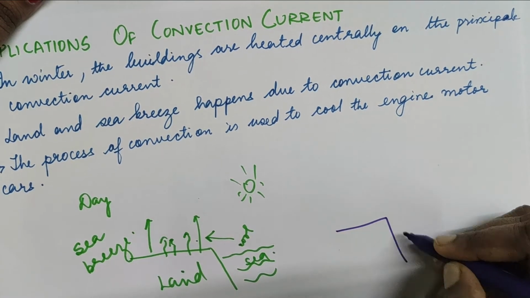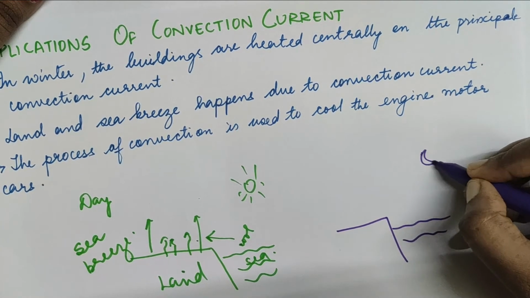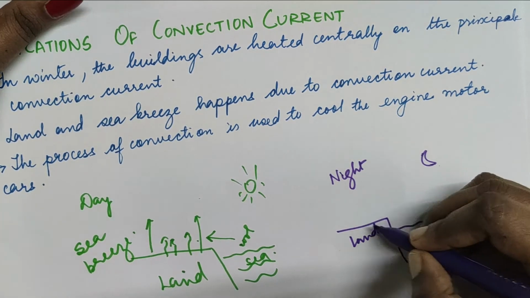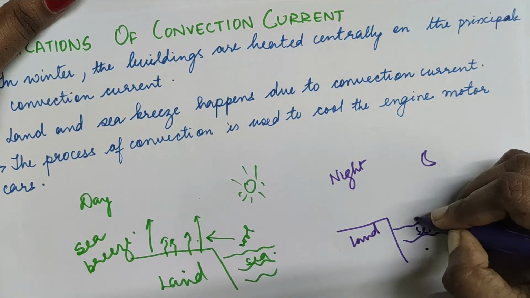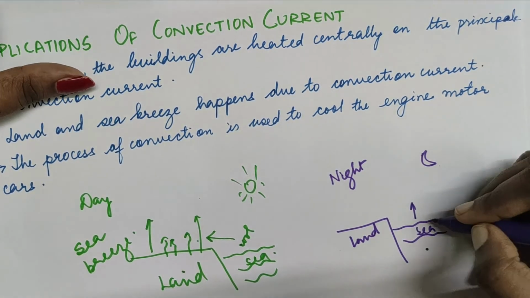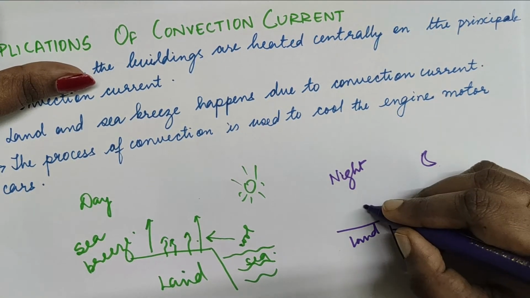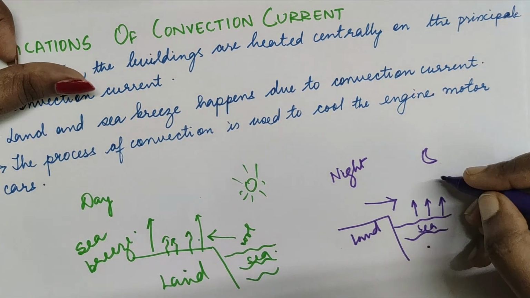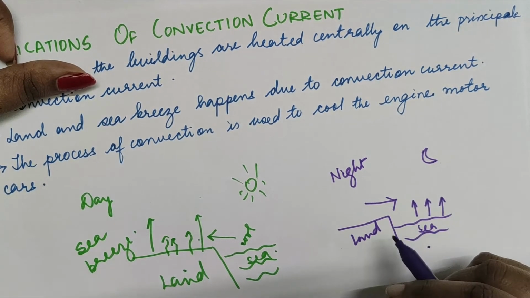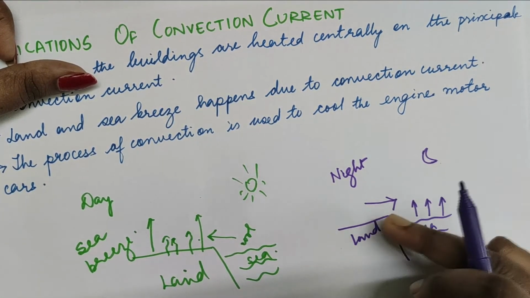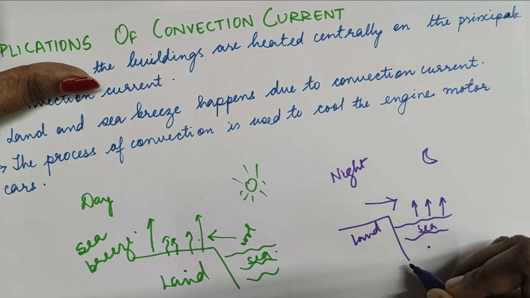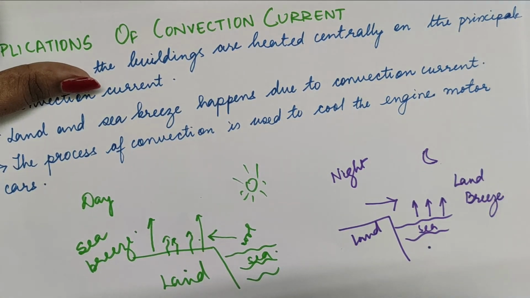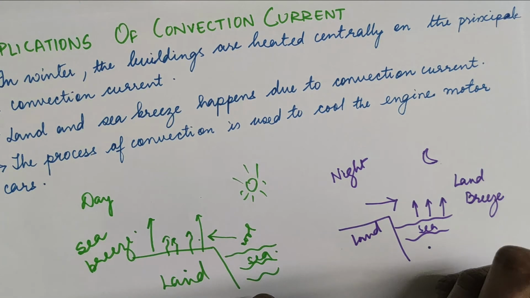And just the reverse happens during the night. At night the land cools faster as compared to the sea. So the air above the sea is hot in comparison to that of the land. Hot air above the sea rises and cool air from the land takes the place of this hot air which has risen up. As the breeze goes from the land to the sea, we call this a land breeze, and this is happening because of the convection current.